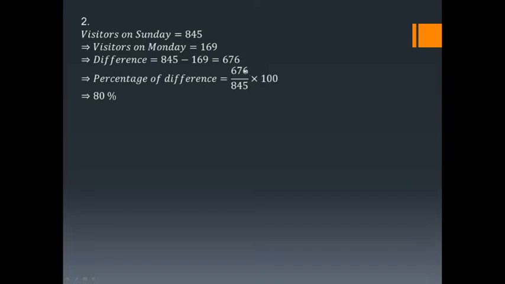Then the percentage of difference is equal to 676 divided by the number of visitors on Sunday, then into 100. If you simplify this, you will get 80%. So the percentage of difference of the number of visitors on Monday is 80%.